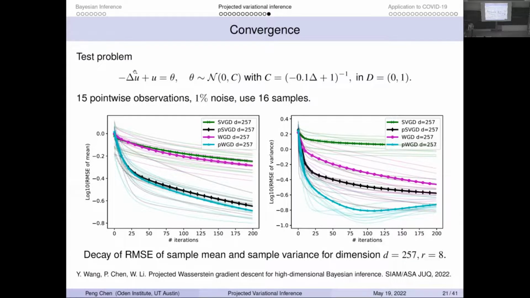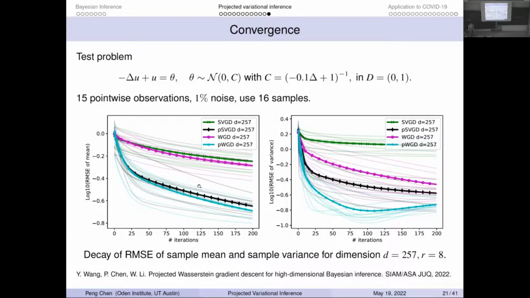Here we have a linear inverse problem. We have a parameter with a Gaussian distribution, and this is a covariance term. We have a 15-pointwise observation with 1% observation noise. We use 16 samples, and here's the number of iterations for the different algorithms. We measure the sample mean and also the sample variance compared to the true posterior mean and posterior variance.